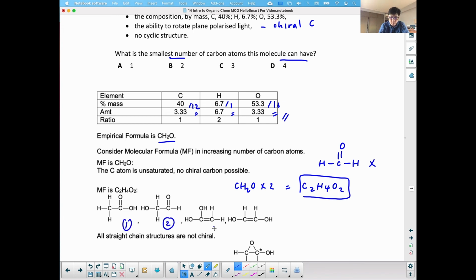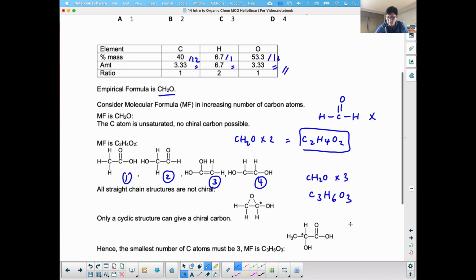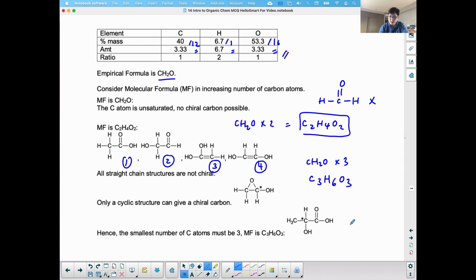These are the drawings, 1, 2, 3, 4. They all have 1 double bond, and you can't get a chiral carbon from here. So the only possibility is to increase it by times 3, so CH2O times 3, which is C3H6O3. If you try to draw C3H6O3, you can start to draw a chiral carbon. So this is a structure with a chiral carbon, which means the smallest number of carbons must be 3.